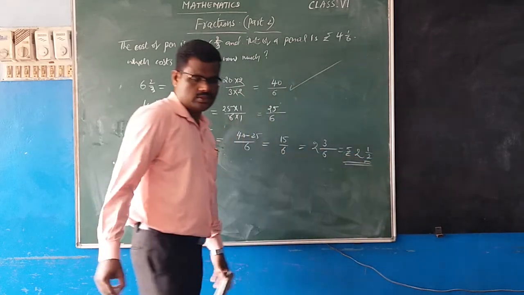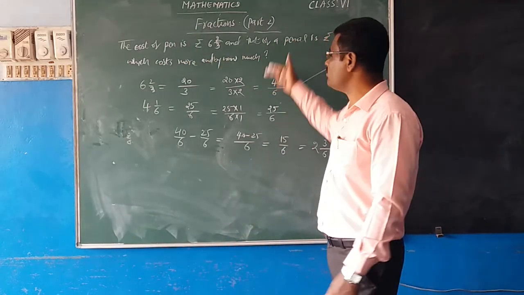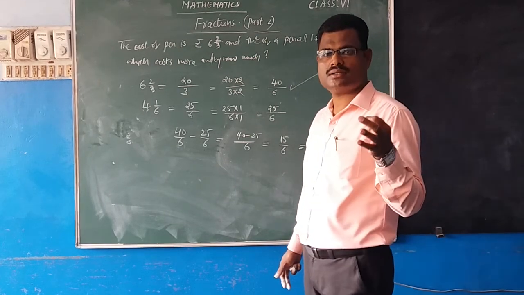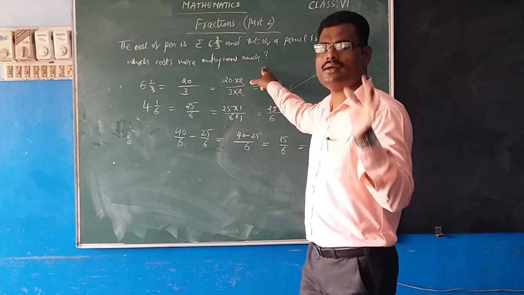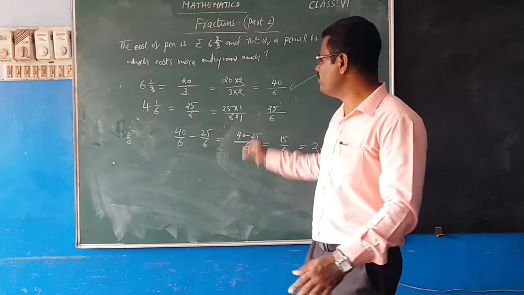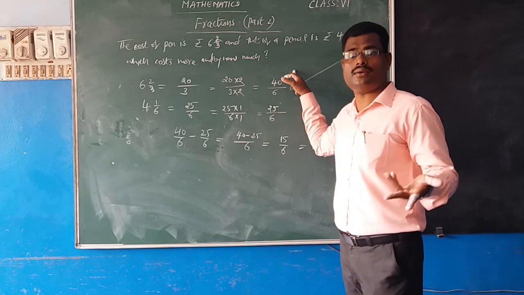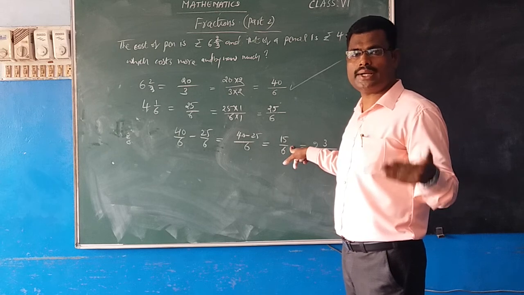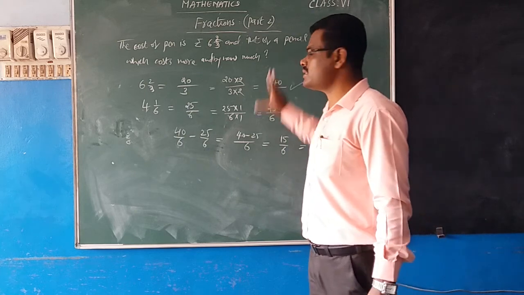Understood? So with this we have concluded the chapter fractions. What is a fraction? What are the types of fractions? What is the meaning of addition and subtraction of fractions? How to add and subtract the given like fractions and unlike fractions. I hope this chapter is finished. Also, notes I have given. If not, by referring to these videos, try to write down the points. Understood? So with this the chapter is concluded.